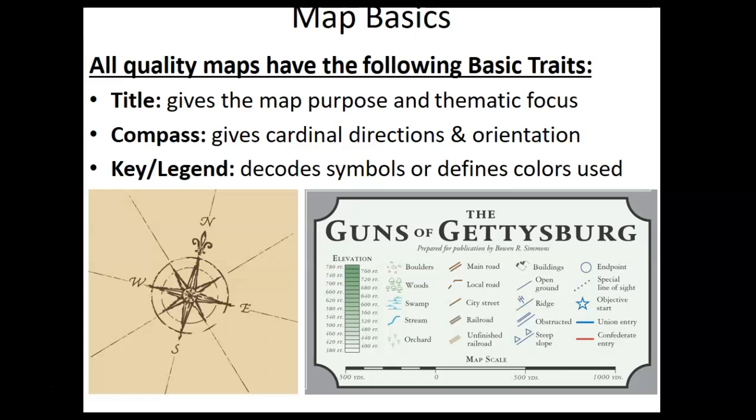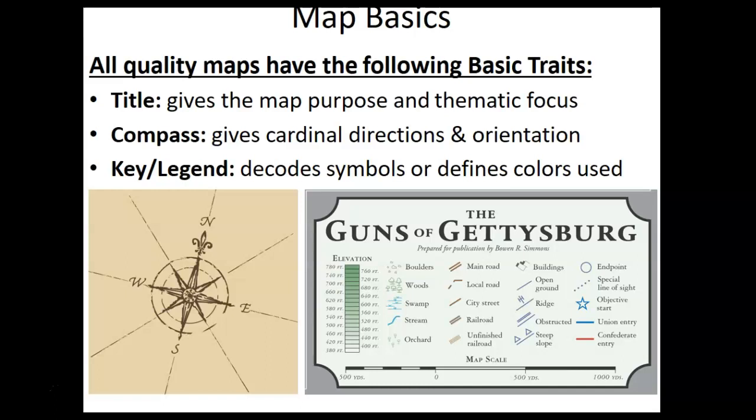And all maps have these 4 elements, and these are essential. So the map that you make has to have a title. And in your notes, you'd write down that a title gives the map purpose. So if your country is Kenya, it's going to say Kenya's physical geography, or physical geography of Kenya.